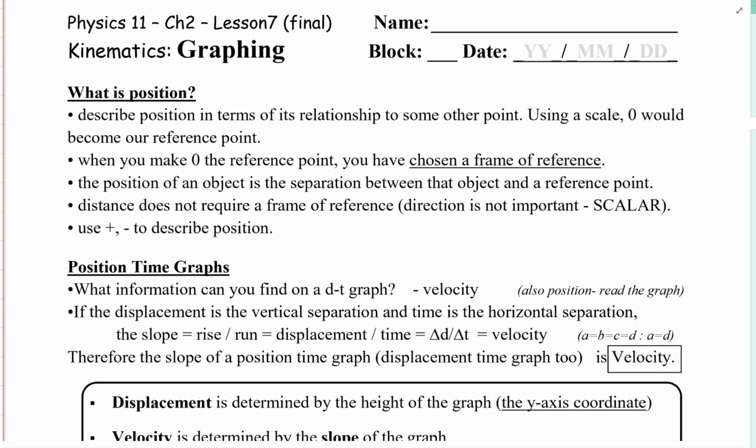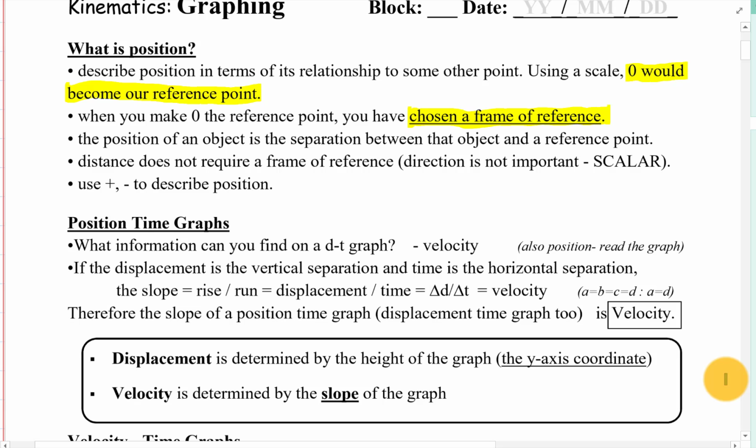Okay, a little bit of review to go first, a review for at least the students in the class at the moment. What is position? Position is in terms of its relationship to some other point. Using a scale, 0 would be our reference point. So we almost always use our 0 as our reference point. When you make 0 the reference point, you have chosen the reference frame. So basically when we start graphing and we have our graph with a 0 point, we have chosen our reference frame. Okay?